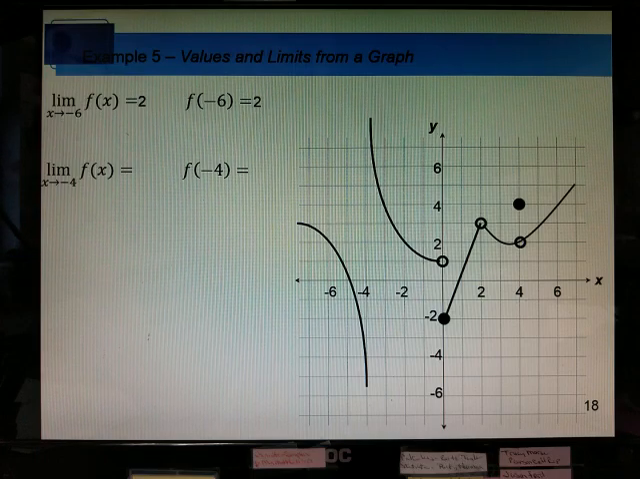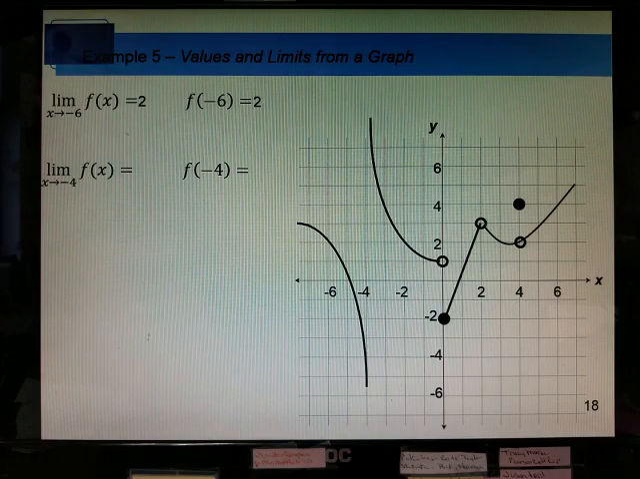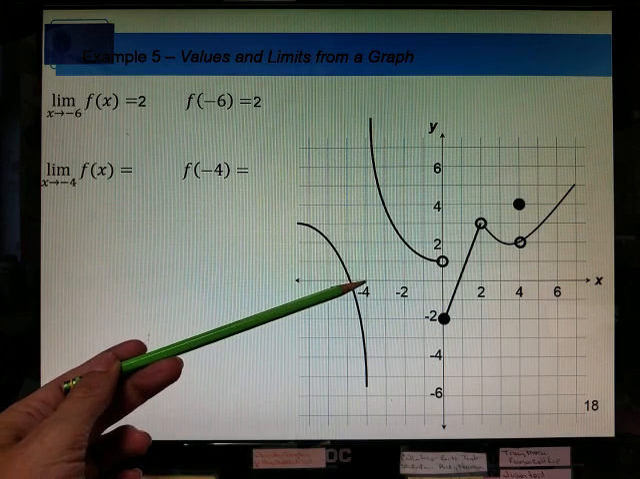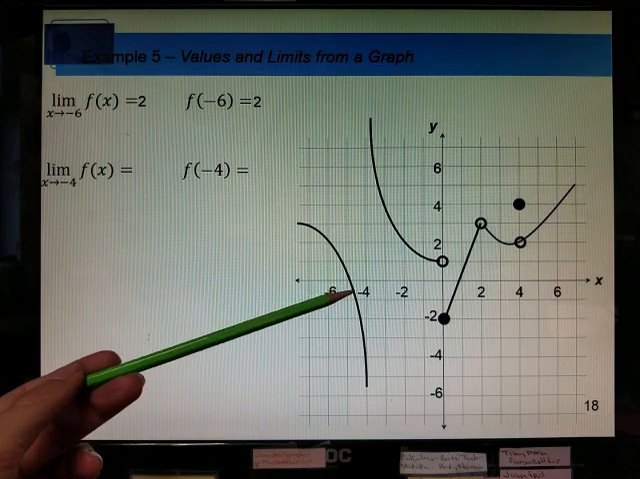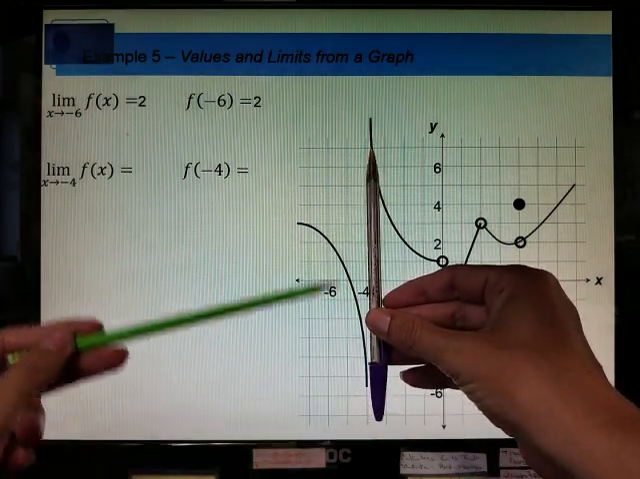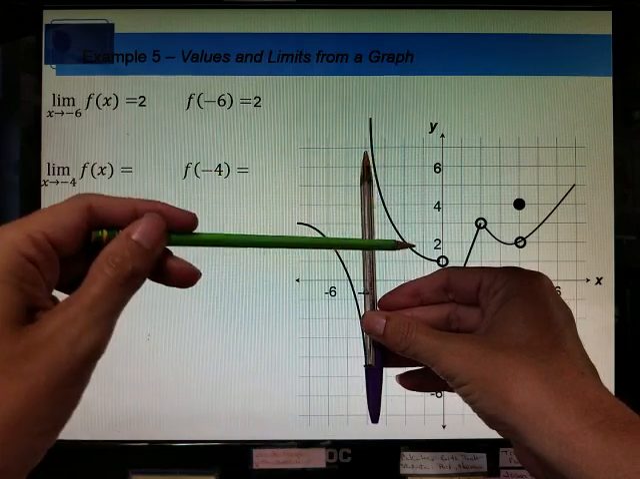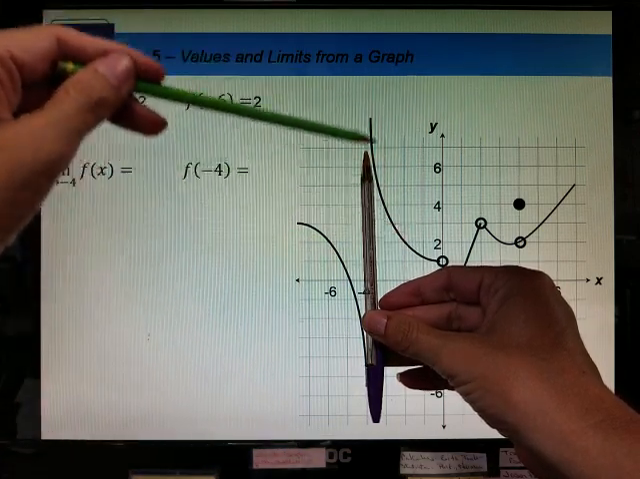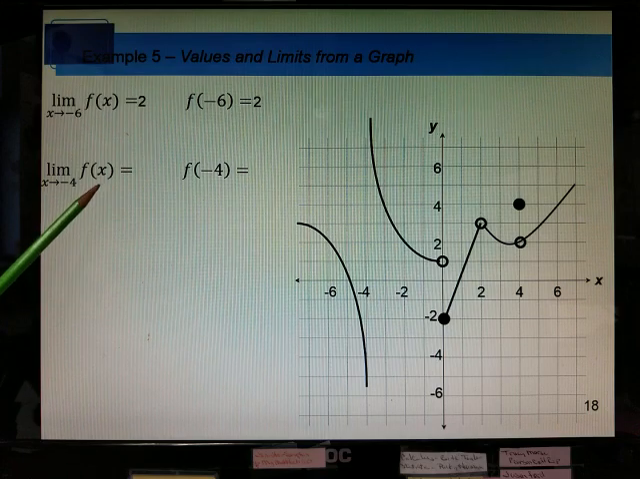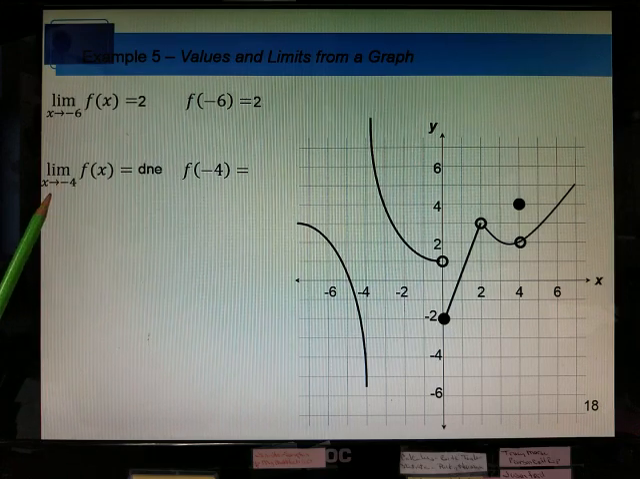All right, the next one would be at negative 4. So let's go to x equals negative 4. 1, 2, 3, 4, negative 4 right here. The limit, well, wait a minute. At x equals negative 4, on the left side of my graph, it's going down. It's going to negative infinity. The right side of my graph, it is going up to positive infinity. So this limit as x approaches negative 4 would not exist. They are not the same value from the right and the left.